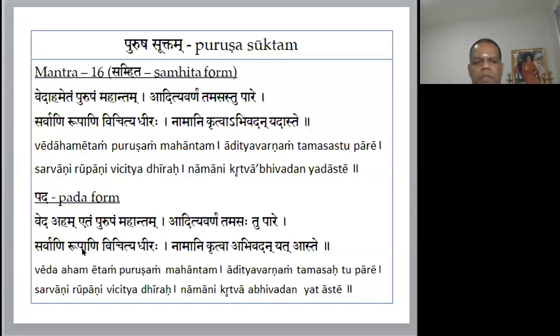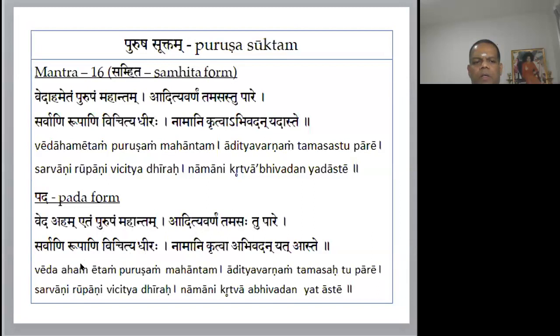Let's look at the word-to-word split. The first one is comprised of three words, actually: Veda, aham, etam. Veda plus aham becomes Vedaham, and aham plus etam becomes Vedahametam. Purusham Mahantam, no change. Aditya Varnam. Tamasaha Tu. The visarga becomes sa because of sandhi, so that's how you get Tamasastu. But when it's split, it is Tamasaha Tu.